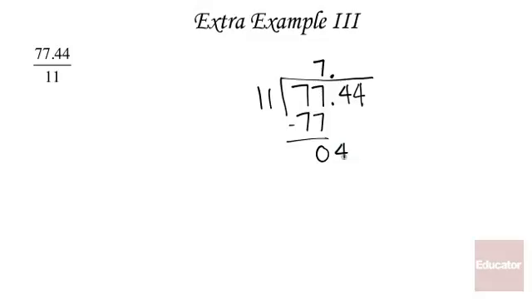Bring down the 4. 11 fits into this number 0 number of times. That becomes 0. Subtract it, I get 4. Bring down this 4. 11 goes into 44, 4 times, and then I get 0. So 77.44 divided by 11 becomes 7.04.